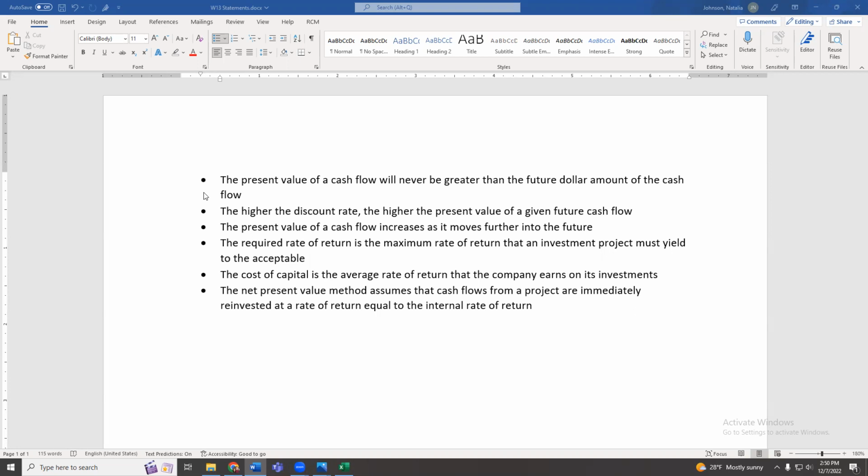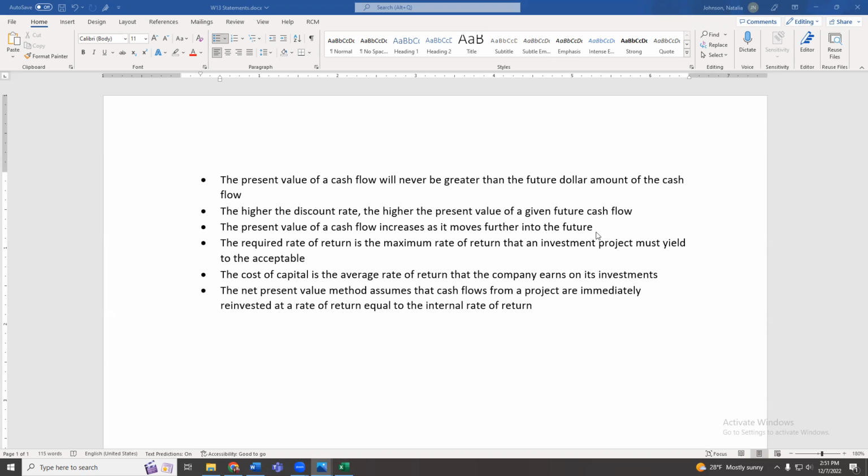So the first one says that the present value of a cash flow will never be greater than the future dollar amount of the cash flow. This one took me a while to understand, but it is true, because it says the cash flow will never be greater than the future dollar amount. It doesn't say future value, it says dollar amount.